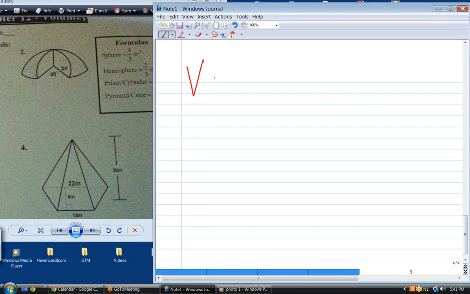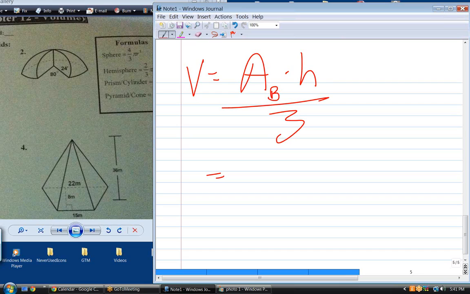So the volume of this thing is the area of the base, excuse me, times the height, which is 36, divided by 3. So let's talk about the area of the base. What kind of base do we have? What do you mean? What's the base of this figure look like? They're showing it to you with the dotted lines. So, it's a trapezoid? It's a trapezoid, exactly.